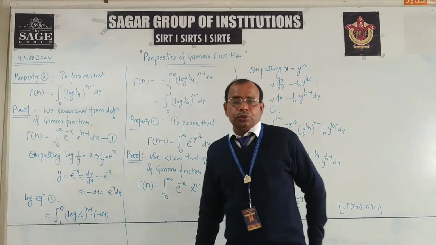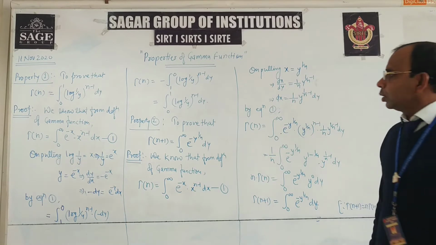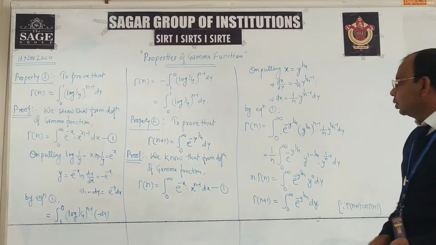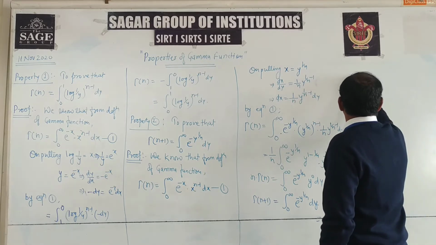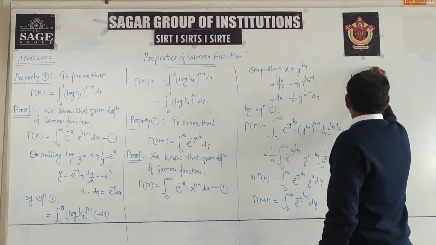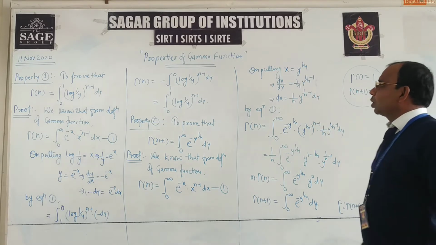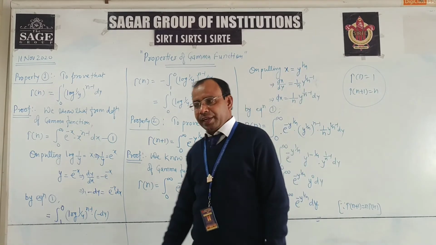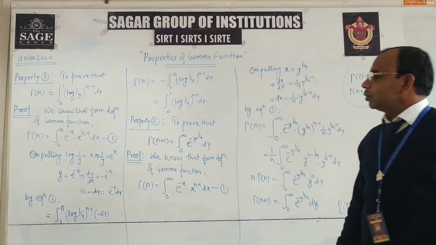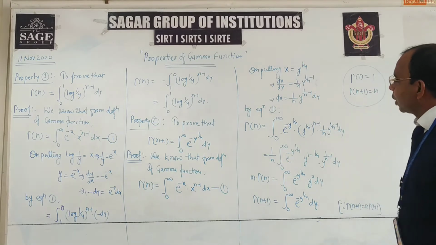We will continue today the properties of gamma function. In the last lecture, we discussed two properties of gamma function. The first property is gamma 1 is equal to 1, and gamma n plus 1 is equal to n gamma n. These are two important properties of gamma function. Properties of gamma function and beta function are very important for university paper purpose. So today we will discuss the next property of gamma function.